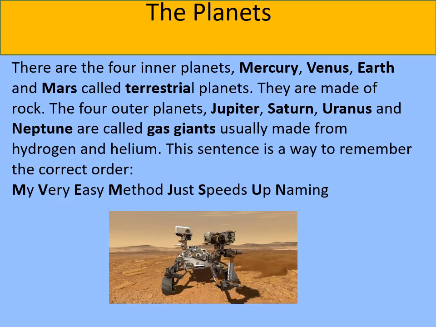My very easy method just speeds up naming. So my, M for Mercury, very, V for Venus, easy, E for Earth, method, M for Mars, just, J for Jupiter, speeds, S for Saturn, up, U for Uranus, and naming, N for Neptune.